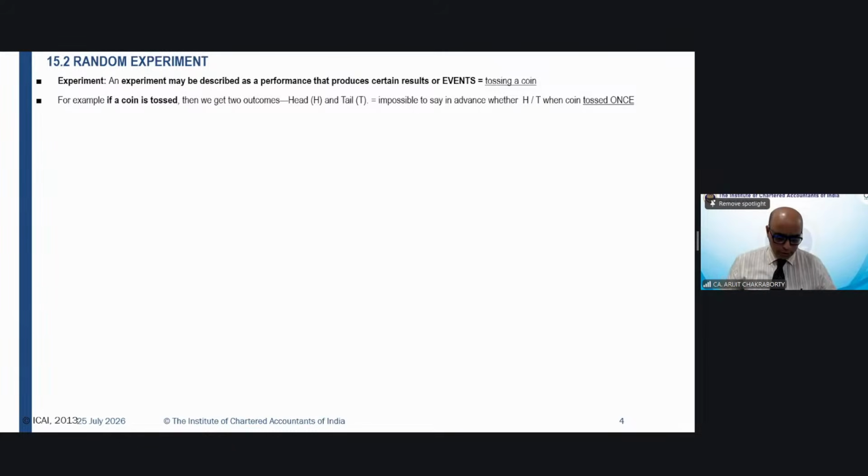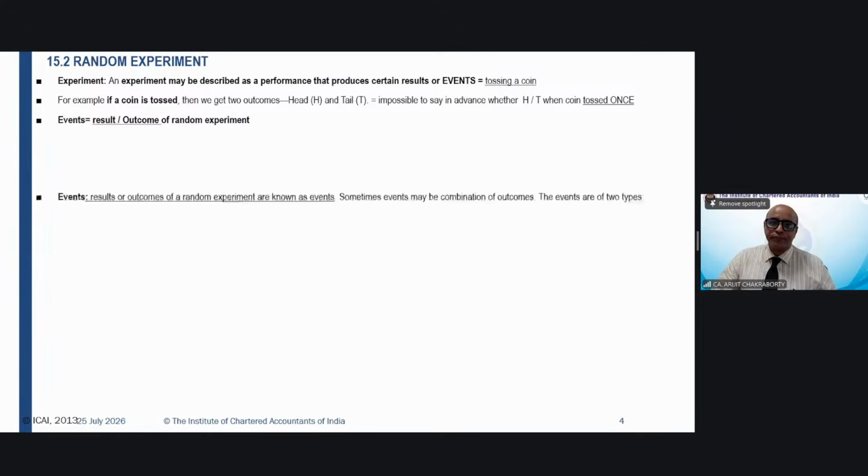So you can see when a coin is tossed, it will have 2 outcomes. And therefore, what is an event? An event means the result or the outcome from a random experiment. I hope it is clear. Random experiment is any experiment whose outcomes depend on chance. That means there is no way to predict with certainty that this is going to happen. And number 2, every random experiment will have a result, an outcome, and the result or the outcome is denoted by the term event.